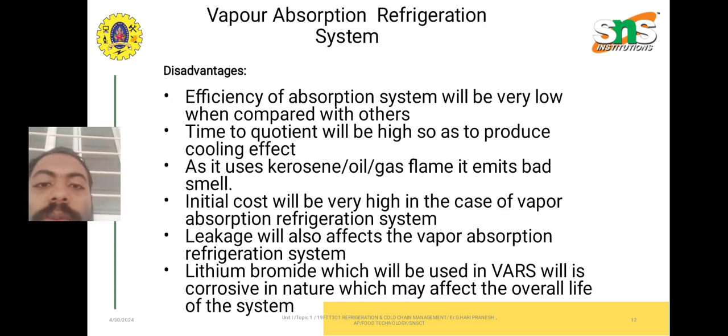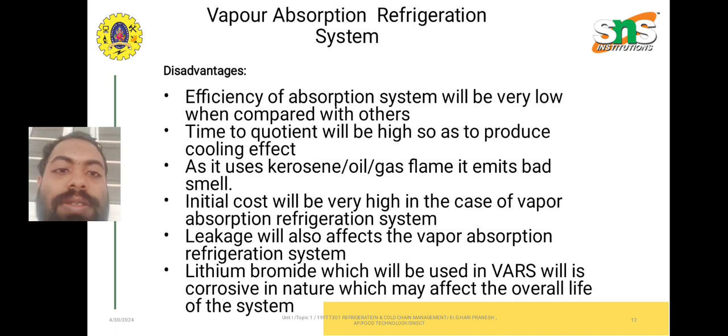Disadvantages. The efficiency of the absorption system is very low when compared with others. The time taken will be high to produce the cooling effect. As it uses kerosene, oil or a gas flame, it emits bad smell. The initial cost is very high in the case of the vapor absorption refrigeration system. Leakage will also affect the vapor absorption. Lithium bromide is used in VARs, which is corrosive in nature and may affect the overall life of the system.